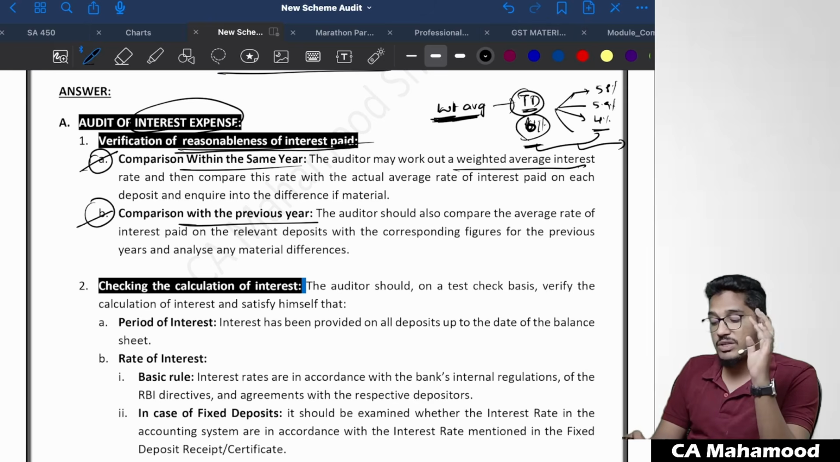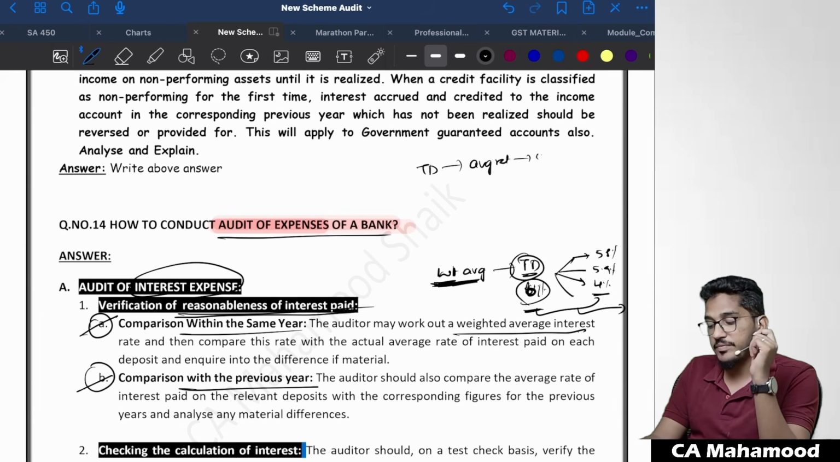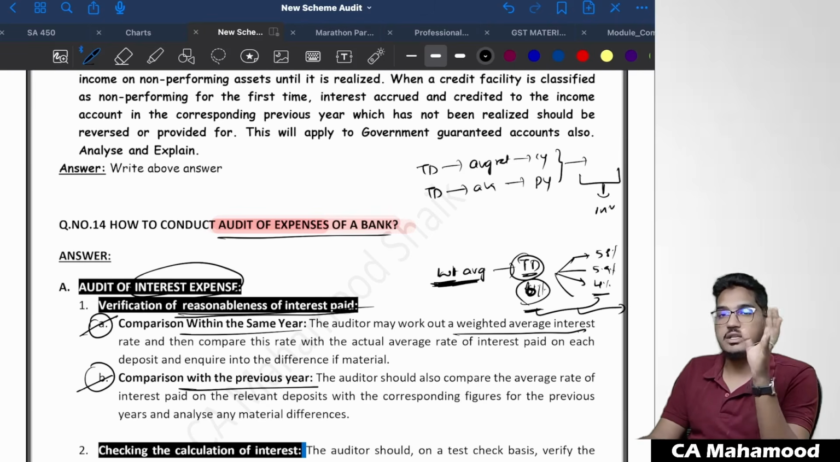Similarly, you can do the comparison with the previous year also. For example, for the term deposits, I will calculate the average rate of interest in the current year, and also calculate the average rate of interest for the term deposits in the previous year. I will compare both the averages. If I find any huge deviation, I will try to investigate that further.